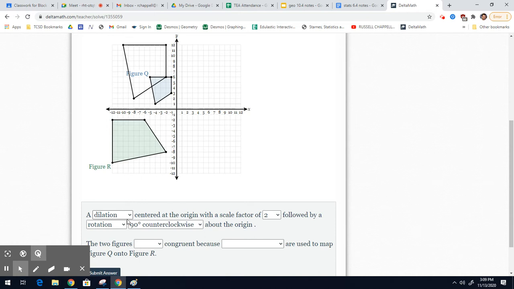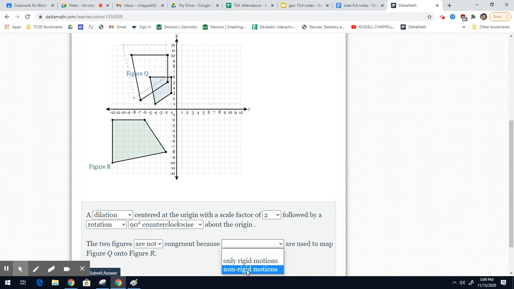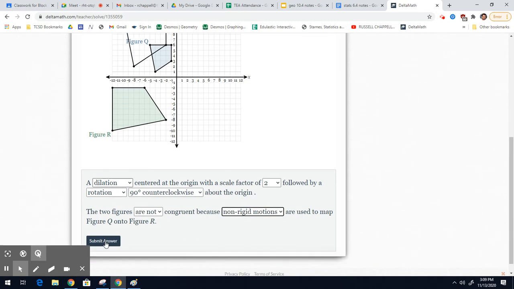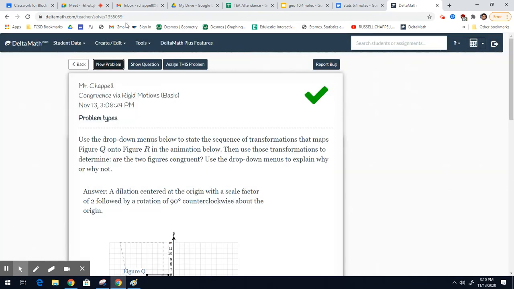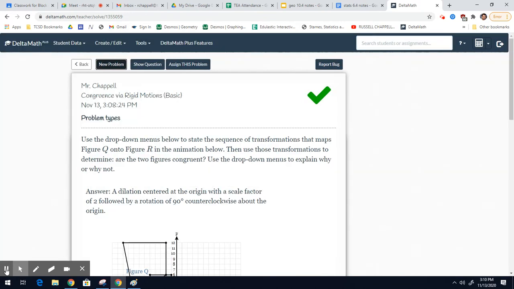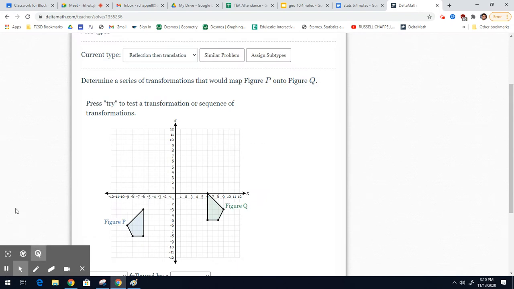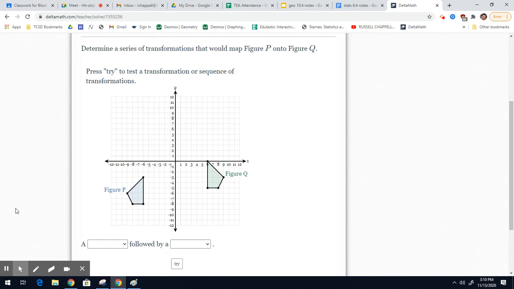So again, once you see the word dilation, those two figures are not congruent because we did not only use rigid motions, we used some non-rigid motions. Submit that, and there we go. All right, next problem coming. The next one says determine a series of transformations that would map figure P onto Q, and it says press try to try out the transformation. So awesome. This is like that one before.